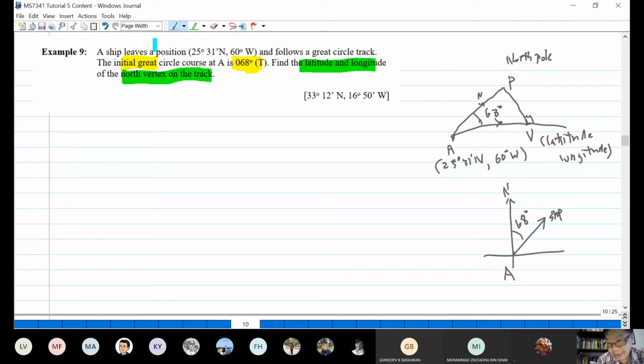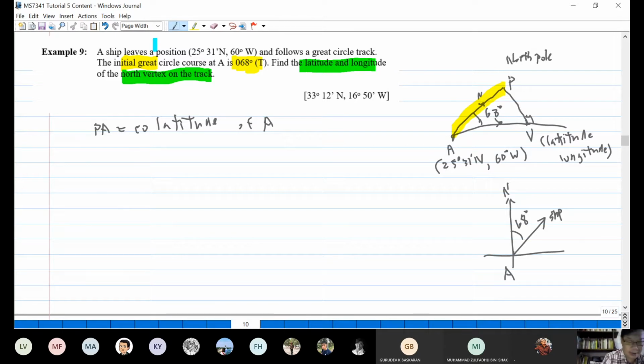One of them: can you find the co-latitude of A first? That's the first part. The co-latitude of A is the distance PA. So let's find this distance here, PA. PA is called the co-latitude of A. What is this PA now?